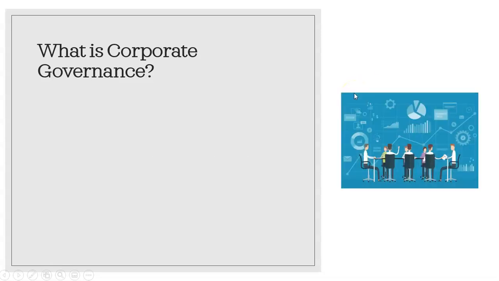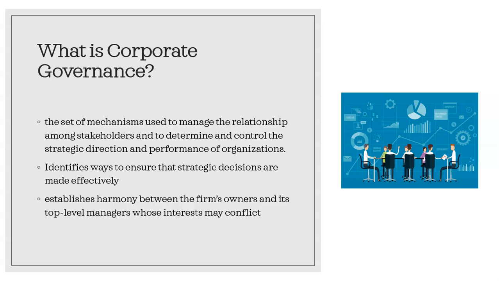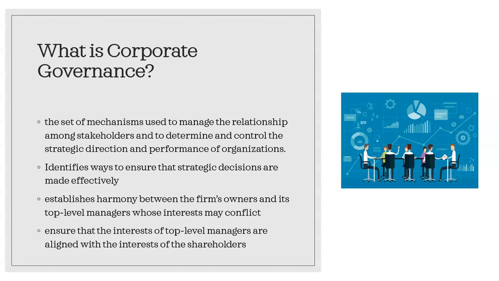So first, we're going to look at what corporate governance really is. It is a set of mechanisms used to manage the relationship among stakeholders and to determine and control the strategic direction and performance of organizations. It identifies ways to ensure that strategic decisions are made effectively. And it establishes harmony between the firm's owners and its top-level managers whose interests may conflict. It also ensures that the interests of top-level managers are aligned with the interests of the shareholders.